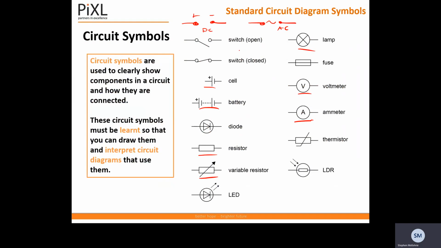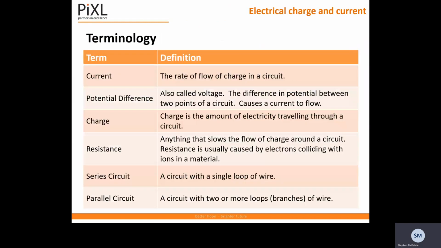Current is the rate of flow of charge in a circuit, the rate of flow of electrons in a circuit. We can say that the current is the charge divided by the amount of time. How many coulombs per second pass a particular point?